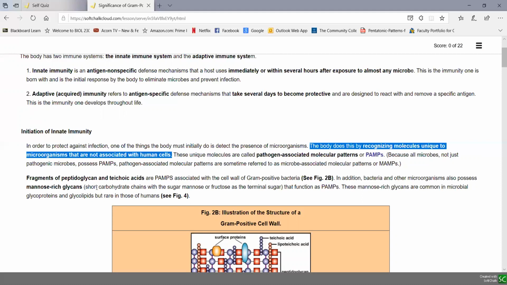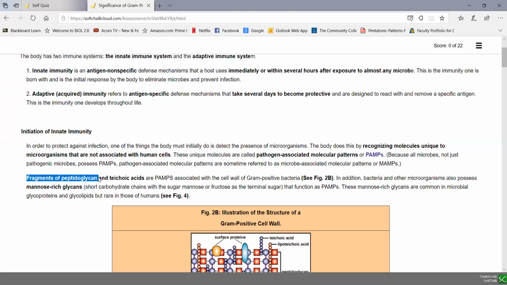Now, fragments of peptidoglycan act as a PAMP. Peptidoglycan monomers. Teichoic acids and lipoteichoic acids act as PAMPs. Also, bacteria and many other microbes often produce short carbohydrate chains called glycans, but they're rich in either the sugar mannose or fructose. And our sugar chains don't usually have mannose associated with them. So the idea here is that we're looking for molecules that bacteria have that human cells don't have.